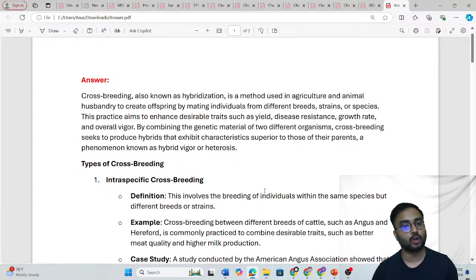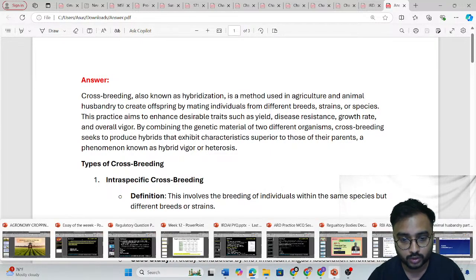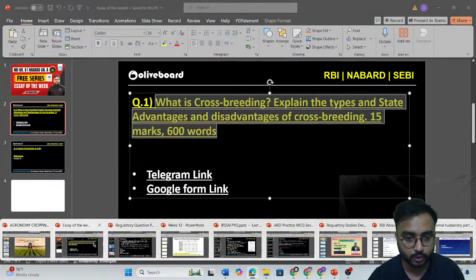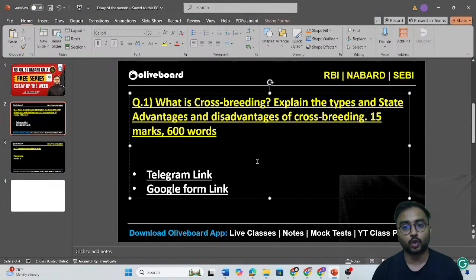In the morning, we saw a question associated with agriculture and rural development. What was the question, guys? We discussed this particular question: what is crossbreeding? Explain the types and state advantages and disadvantages of crossbreeding, for 15 marks, in 600 words. So three parts were there: what crossbreeding is, what its types are, and what its advantages and disadvantages are. Let's try to look at the solution of the particular question.